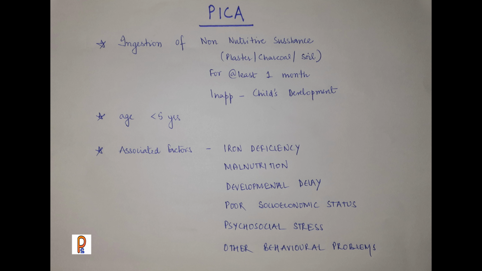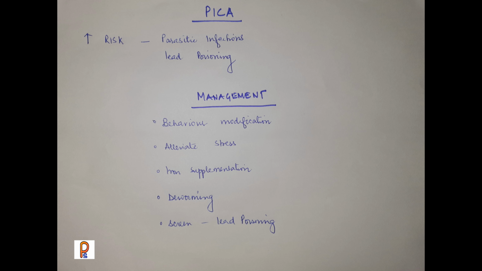And usually we find this in children younger than 5 years. There are associated factors which lead to pica, like iron deficiency, malnutrition, developmental delay, or poor socioeconomic status. Sometimes psychosocial stress and other behavioral problems can also lead to pica. When the child is eating that non-nutritive substance in the form of plaster or soil, he's at risk of developing parasitic infections as well as lead poisoning.